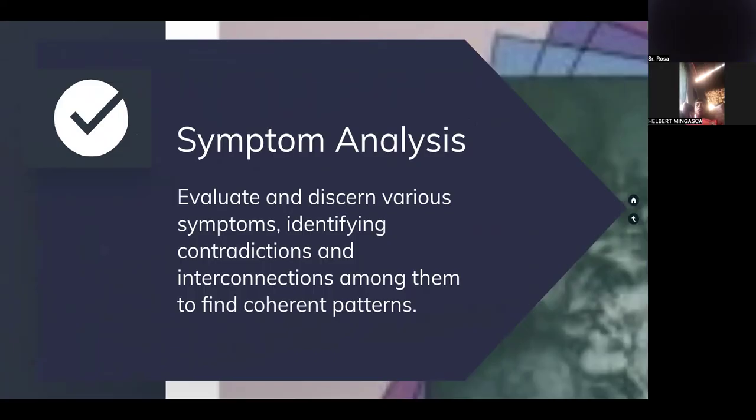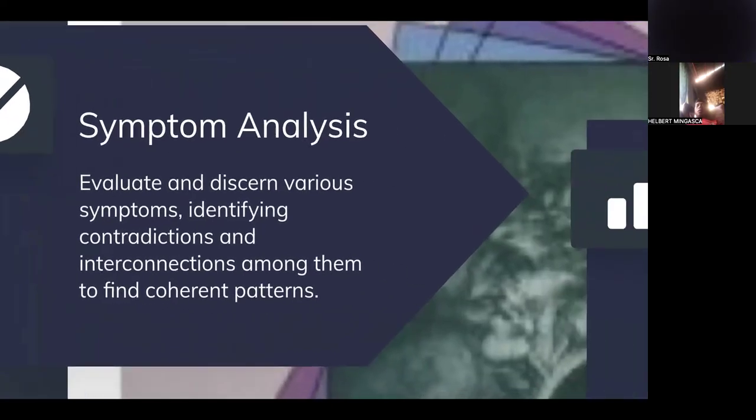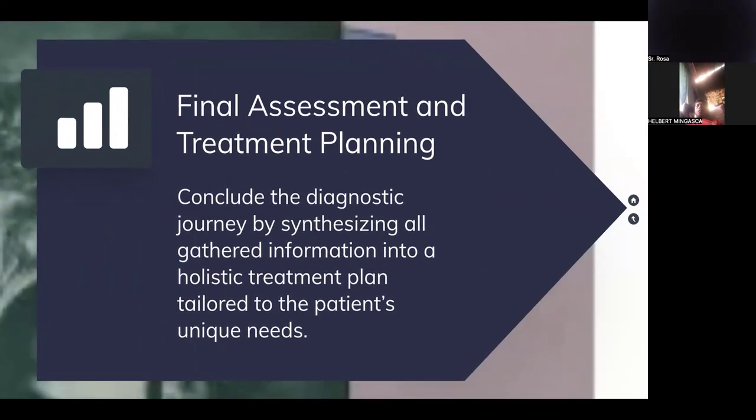And mind you, I tell you, it's usually mixed. Kaya you should be familiar with the 5 mixed patterns, no? Okay, final assessment and treatment planning conclude the diagnostic journey by synthesizing all gathered information into a holistic treatment plan tailored to the patient's unique needs.